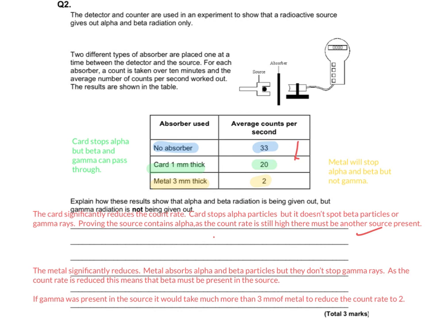The second mark is for talking about the metal. So the metal significantly reduces the count rate. So metal absorbs alpha and beta particles, but doesn't stop gamma rays. As the count rate is reduced, this means that beta must be present in the source. Okay, the final one is for saying why there's no gamma. So if gamma was present in the source, it would take much more than 3mm thickness of metal to reduce the count rate to 2. So if gamma was there, the count rate would not go all the way down to 2 because it would require much more metal to reduce that. That's the third mark.